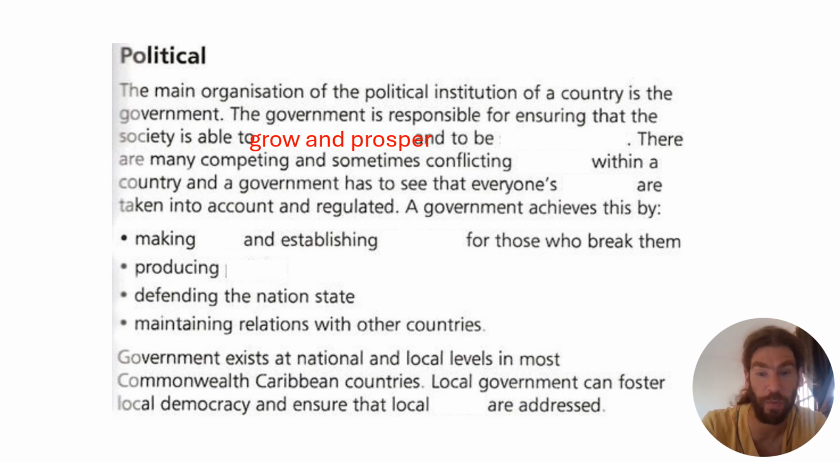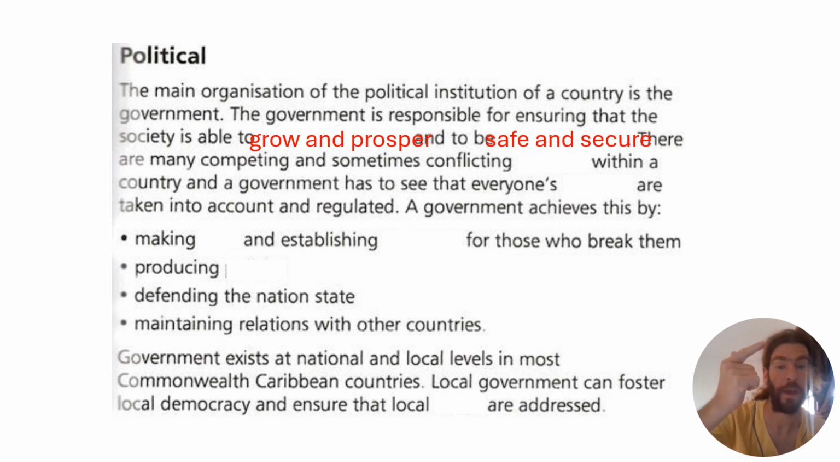Yeah, the government is responsible for ensuring that the society is able to grow, cresce y florecer, and to be safe, seguro y seguridad. To be safe and secure. Dus cresce y florecer y seguro y segura. Something like that. If you want to improve me, you can do that below.